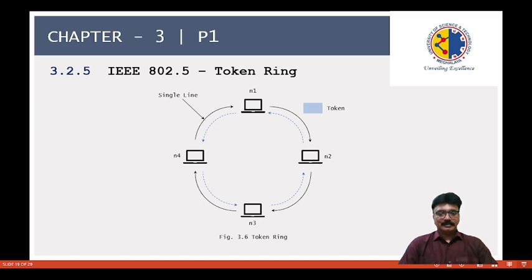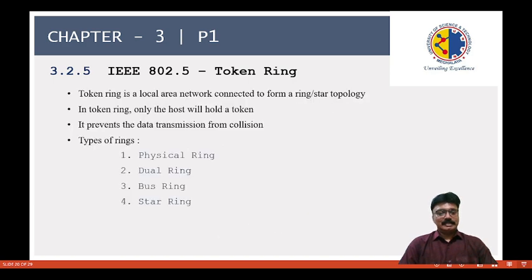Then IEEE 802.5 ring, token ring. You can find the form of a ring in this token ring method, like ring topology. The token will be sent from N1 to N2. A single line will be handled. The single token will be used in between N1 and N2, N2 and N3, N3 and N4, and N4 and N1. Like that, this can take place.